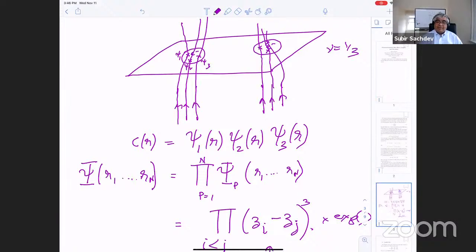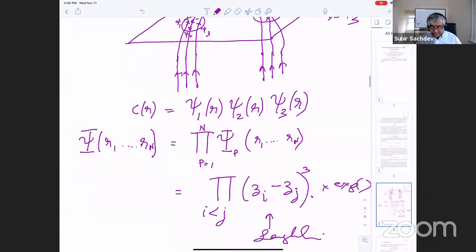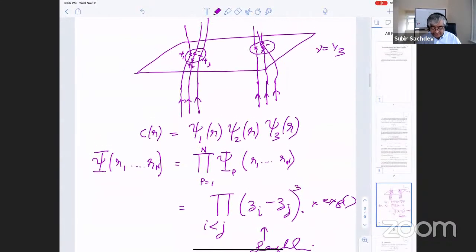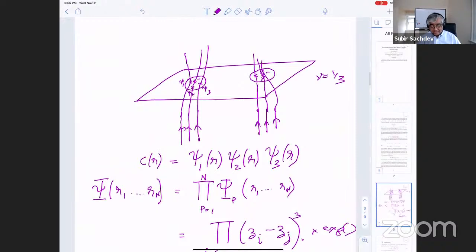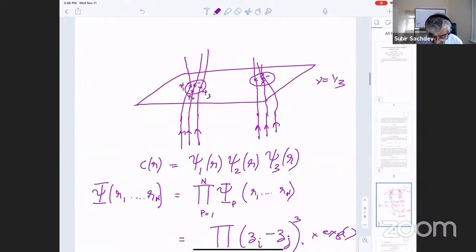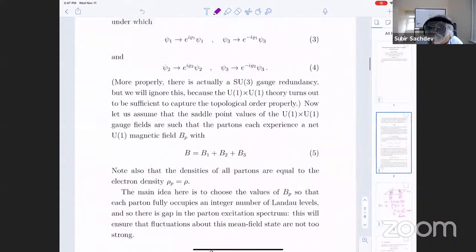Well, if it has only half a flux quantum, that means it can fully occupy two Landau levels. And if you do that, you end up getting the 2/5 state. And in fact, that works very beautifully. So ridiculous as this construction sounds, it's the one that works in practice, remarkably well in so many different experiments. Okay, so that's all we're going to do.